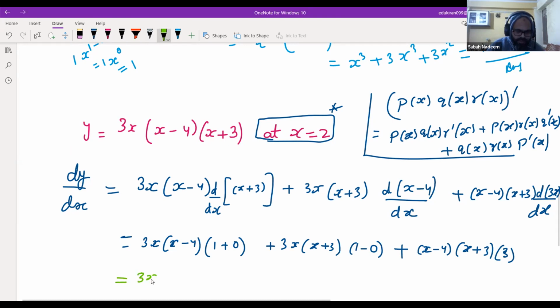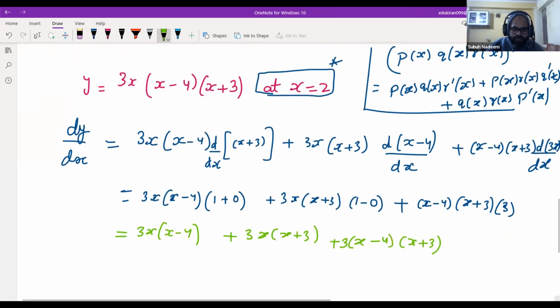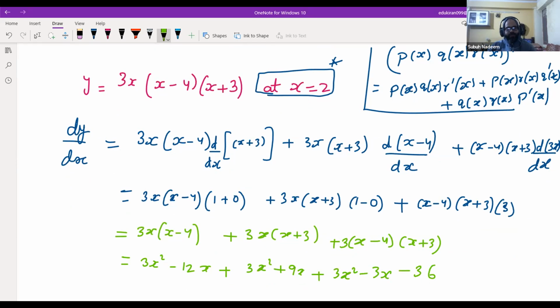So this will be 3x into x minus 4 plus 3x into x plus 3 plus x minus 4 into x plus 3. Is it okay? So this would be 3x squared minus 12x plus 3x squared plus 9x plus 3x squared minus 3x, and you will simplify, minus 12, 3, 36. This is what you will get. Just see it once.